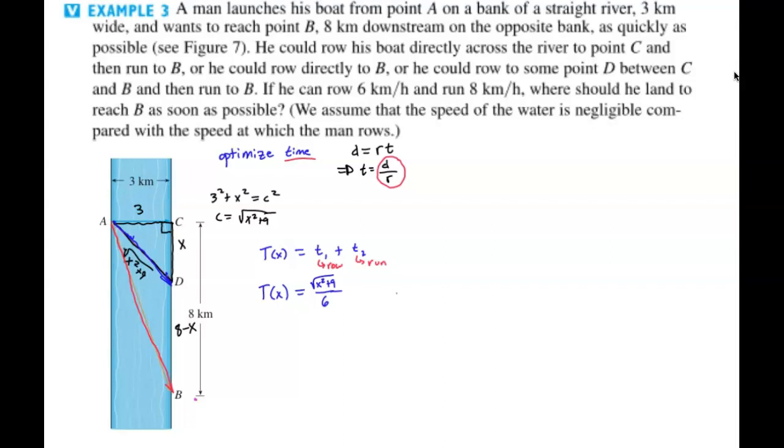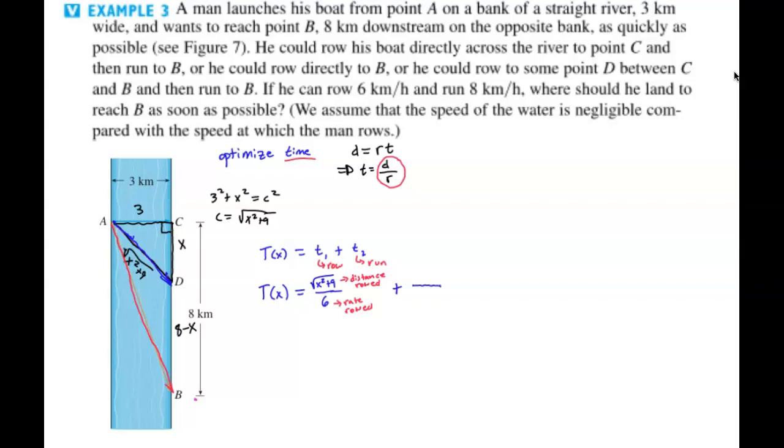I'm going to label these just as we go. So this is distance rowed divided by rate rowed. Plus the T2, that's going to be distance he runs divided by rate that he runs.